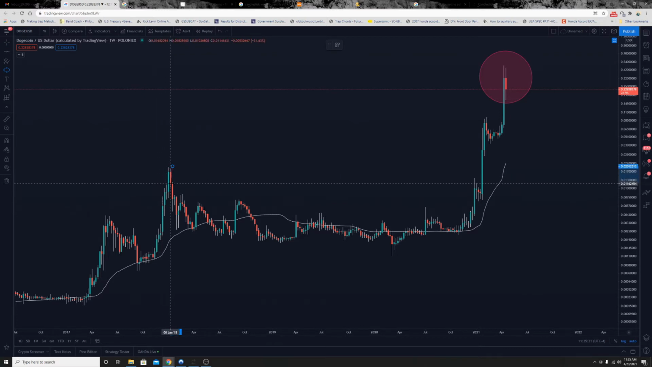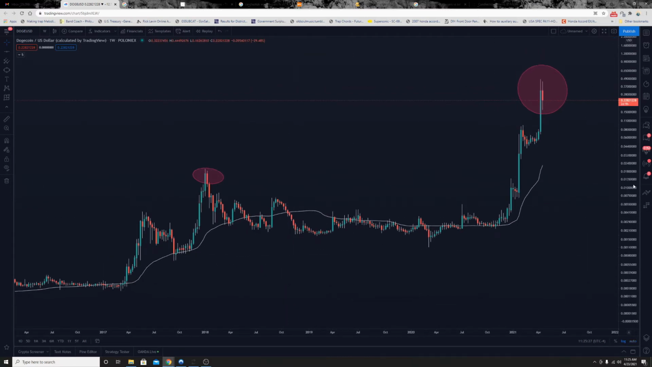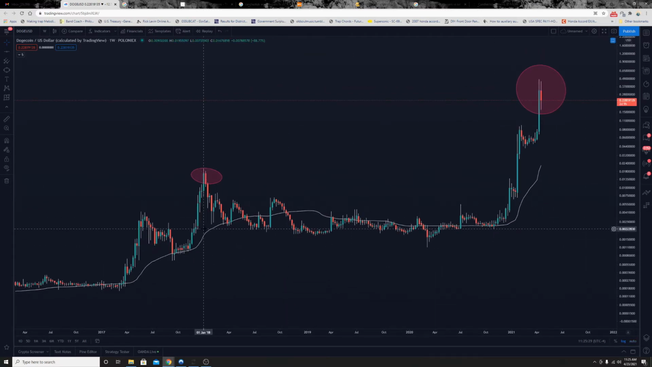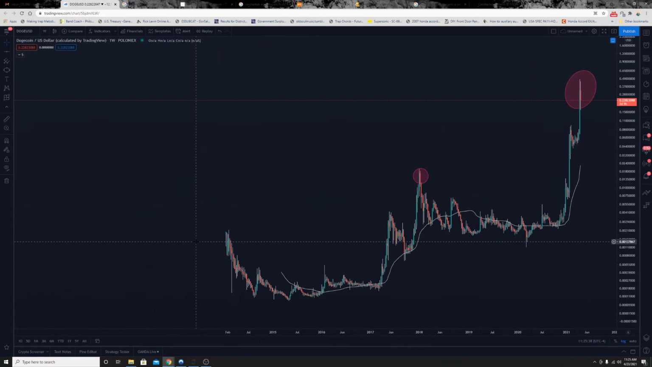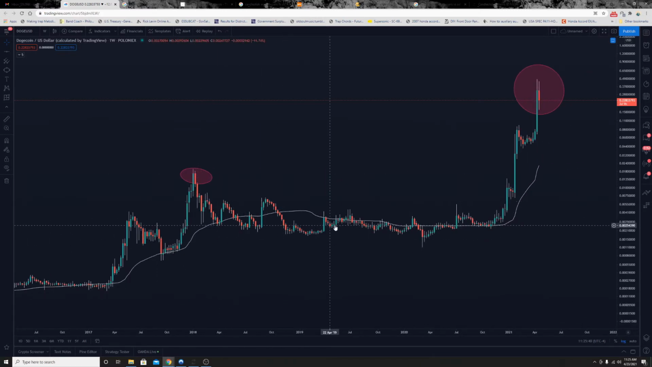People bought Dogecoin way up here. And what happened? They lost their money. They probably left crypto. They got washed out, man. Got washed out. All you had to do was hold it. Look at it. Now let's look at some key levels.